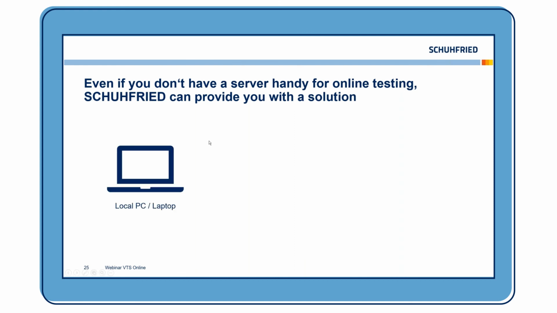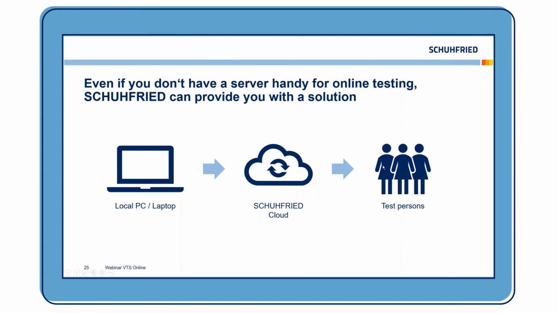There is the option that you use your local PC or laptop, you connect it to the Schuhfried cloud, and then from here you use the Schuhfried cloud and send out links to the test persons you want to test. Then the results come back, are saved in the cloud, and can be accessed only with your laptop in your individual database. So this is always an option you can talk about with your customer consultant or with your partner consultant.